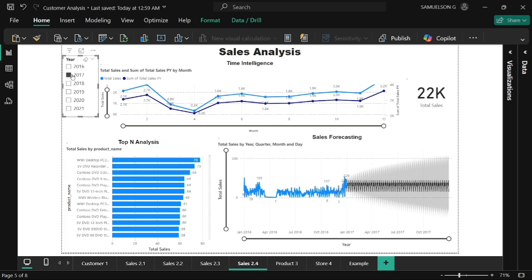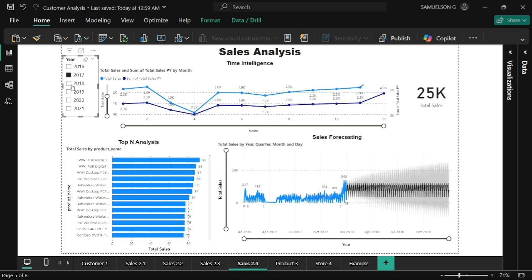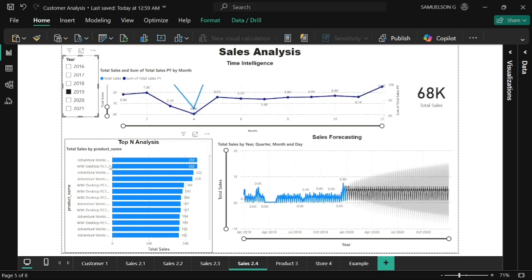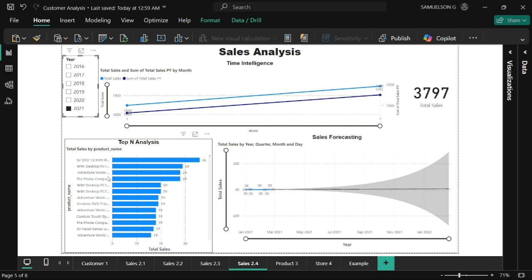2017. AdventureWorks desktop is the highest sales here. You can see there is so much. It has a minimum sales product also, and a maximum sales product also. Now let's see about this.